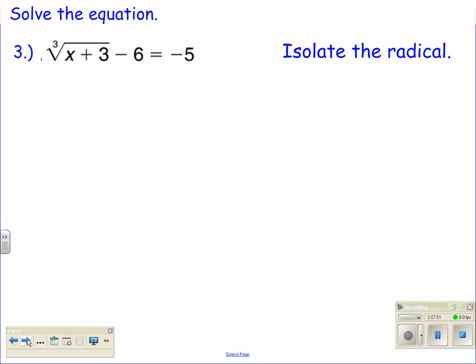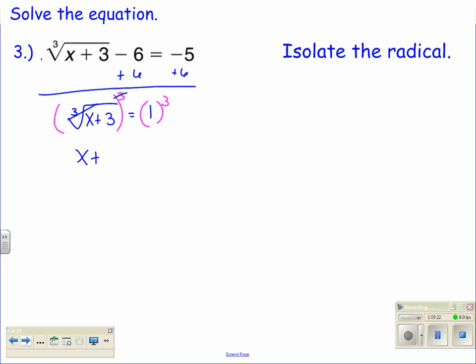Excellent. Problem number 3. Isolate the radical again. So first step, let's add 6 to each side. I'm going to get the cube root of x plus 3 equals 1. Raise each side to a power so we can get rid of the radical. I get x plus 3 equals 1. Subtract 3. x equals negative 2.